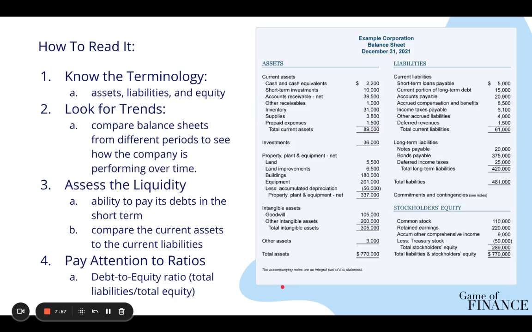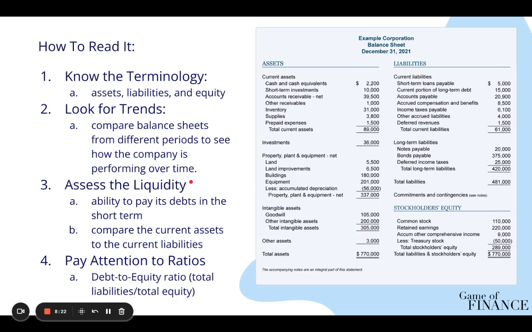Okay, now how to read the balance sheet. Make sure you understand what assets, liabilities, and equity mean, and understand which accounts go under them. Look for trends, compare balance sheets from different periods to see how the company is performing over time. Look for trends in their assets, their liabilities, and their equity to get a sense of the company's financial stability and to see if they can pay debts.